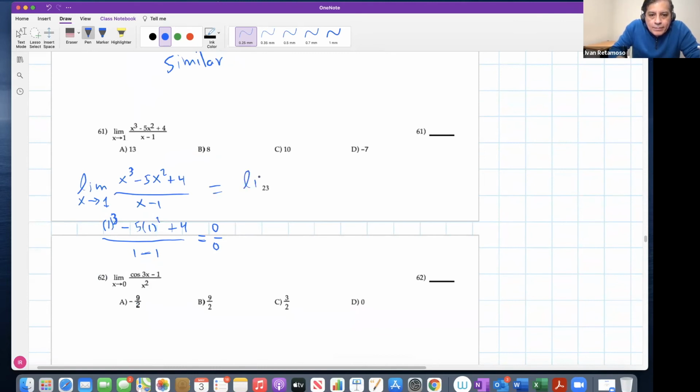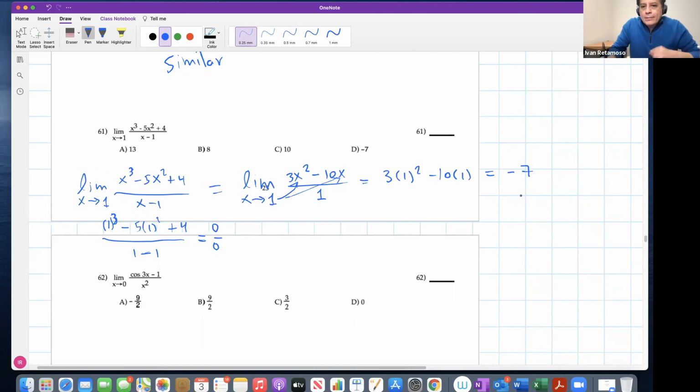Apply L'Hopital's rule. L'Hopital's rule says you are allowed to replace the quotient of these two functions by the quotient of the derivatives of these two functions. The derivative of the function in the numerator is 3x squared minus 2 times 5, 10x. Derivative of the denominator is 1. And L'Hopital says try the direct evaluation again, and you will see that it works now. 1 squared is 1 times 3, 3. 3 minus 10 is minus 7. The division by 1 means nothing. So minus 7 is the answer.